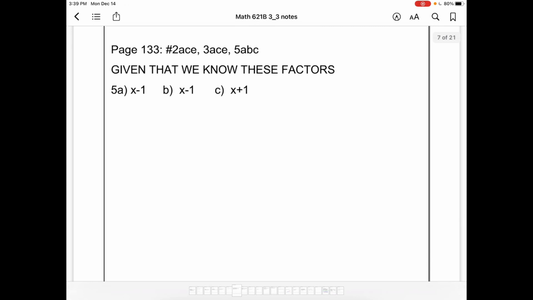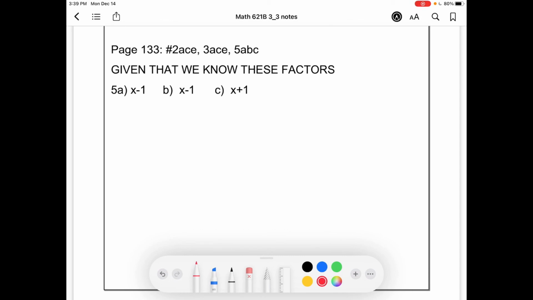So that gives us two things. Number one, gives us some practice questions that we can do. On page 133, you could do 2 ACE, 3 ACE, and do 5 ABC, given that we know that these are factors.